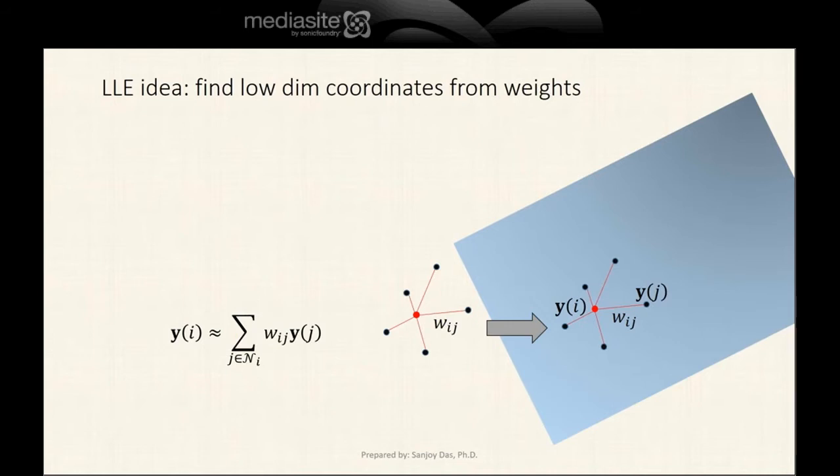And then once we find these weights wij, we proceed to do the low dimensional embedding. We find coordinates in low dimensions y such that each yi is still approximately equal to summation wij yj. In other words, this local property of each xi originally being expressed as a linear combination of all its neighbors is preserved in the low dimensional embedding. And that's the second step of LLE.